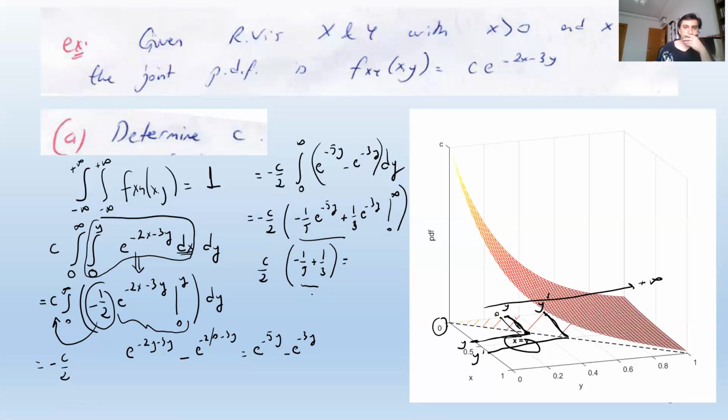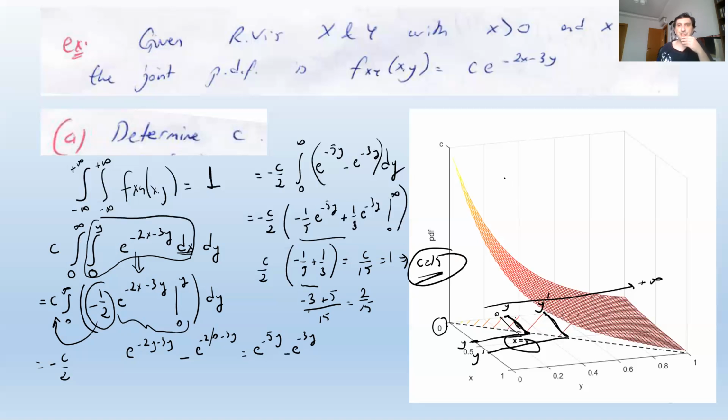It's going to be equal to 1 over, is it 1 over 15? Let me see the whole thing. It's going to be minus 3 plus 5 over 15. Yeah, it's going to be 2 over 15. So it's going to be c over 15, which is going to be equal to 1, and c is going to be equal to 50.